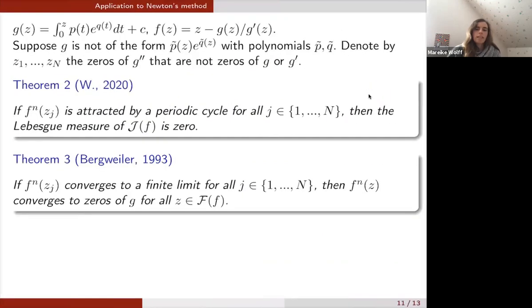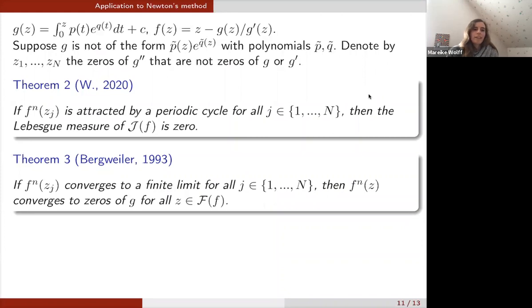And this theorem is related with the theorem by Walter Bergweiler, who showed that if for the same function, if f^n of zj converges to a finite limit for each j, then f^n of z converges to zeros of g everywhere in the Fatou set. And under the assumption that f^n of zj converges to a finite limit, it is not difficult to see that this limit must be a fixed point of f, and that's a 0 of g. So the theorem essentially says that if f^n of zj converges to zeros of g for each j, then this convergence actually must hold in the entire Fatou set. Well, and a fixed point is a periodic cycle of period 1.